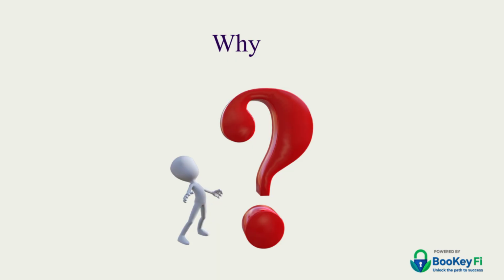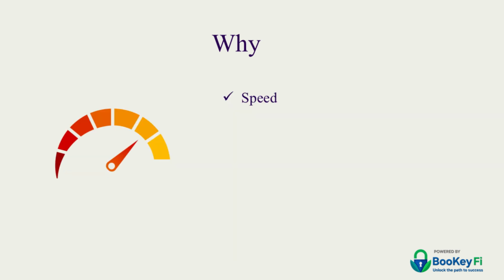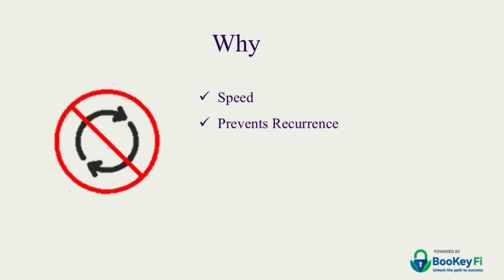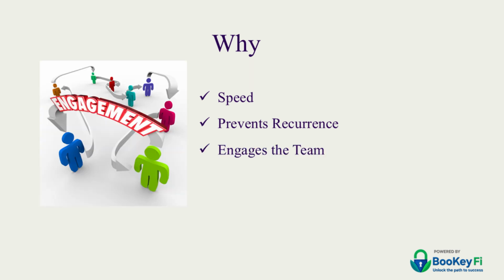Why we use 3C as a problem-solving tool in the Lean or Kaizen framework. Speed: it is a lightweight tool for small, operational issues that don't need a massive Six Sigma DMAIC project. Prevents recurrence: by forcing a cause analysis, it ensures you aren't just putting a band-aid on a problem but actually fixing the root of it. Engages the team: it empowers shop floor workers to identify and fix their own bottlenecks immediately.